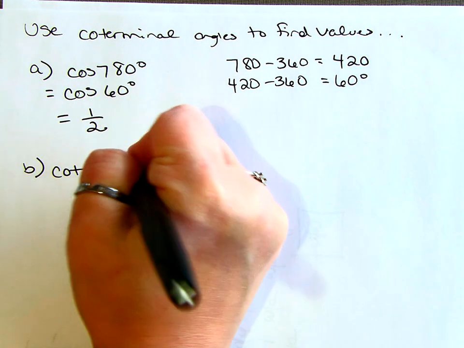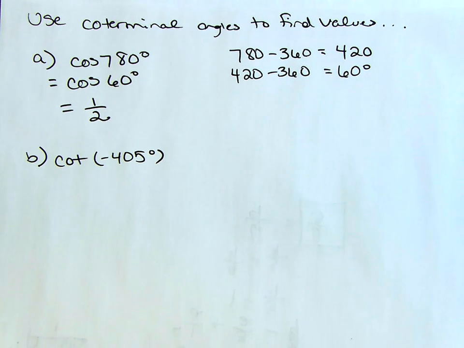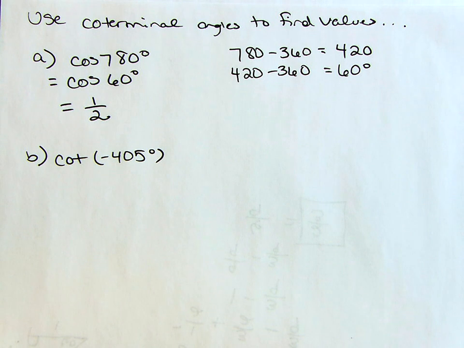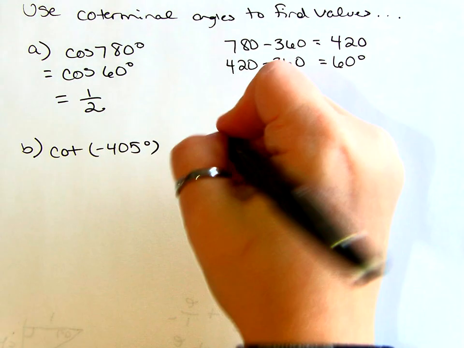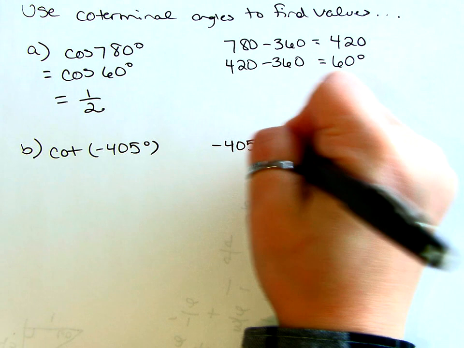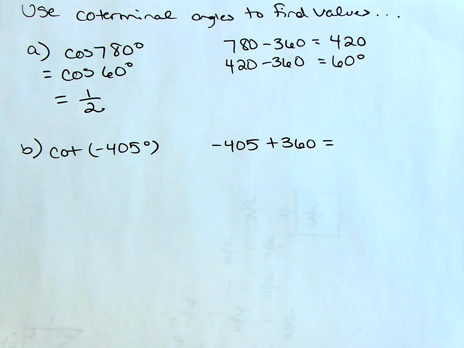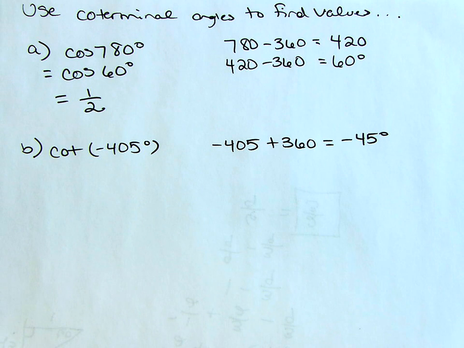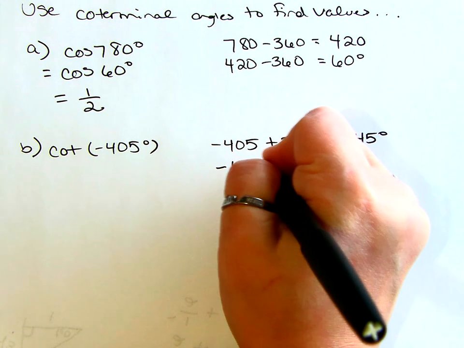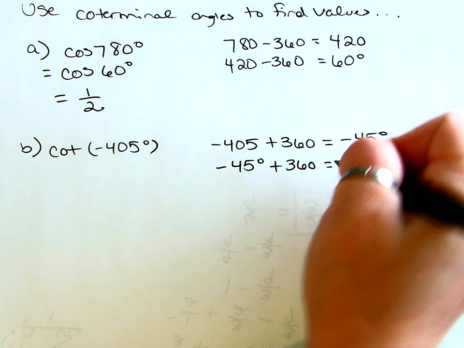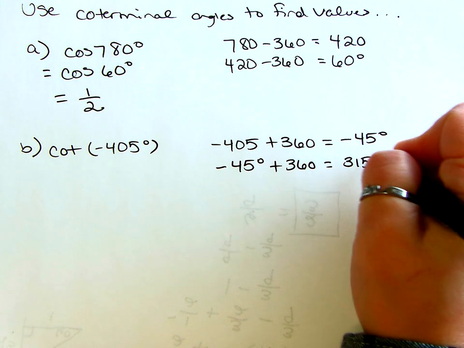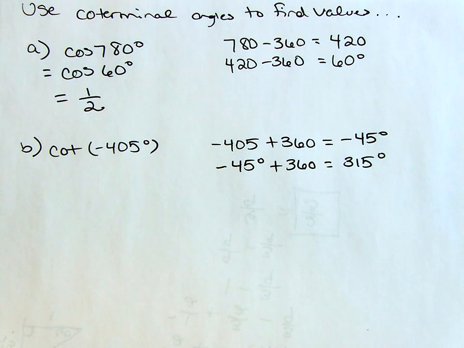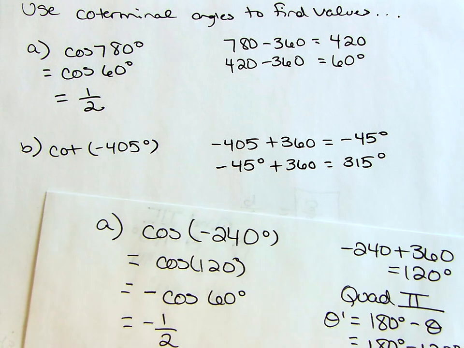Cotangent of negative 405 degrees. Negative 405, we've got to add 360 to that in hopes of getting up to a positive coterminal angle. We're not quite there, so then we'll take negative 45 plus the 360 to get us to 315 degrees. We've already dealt a little bit with 315 degrees because that was our coterminal angle for our tangent of 675 that we did just a few minutes ago. Right here.